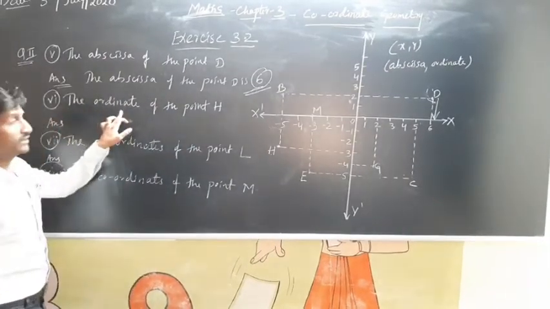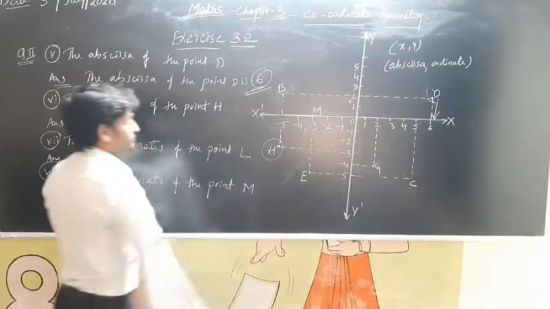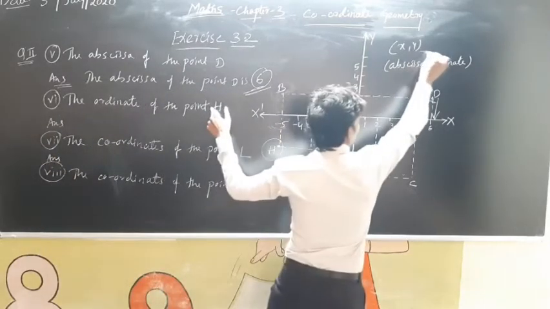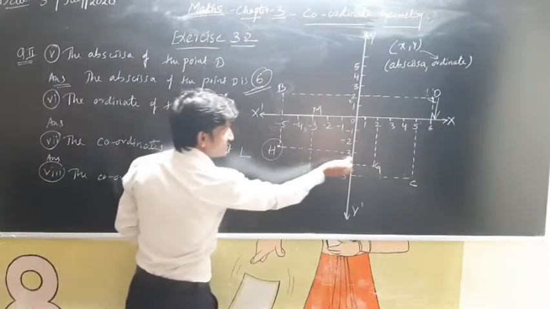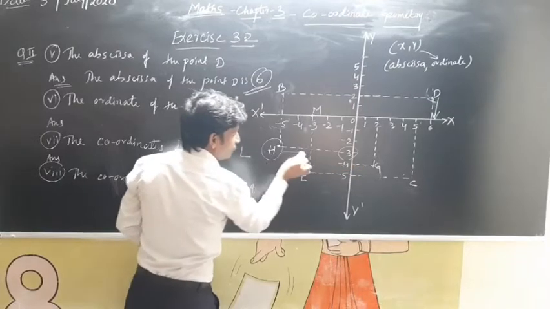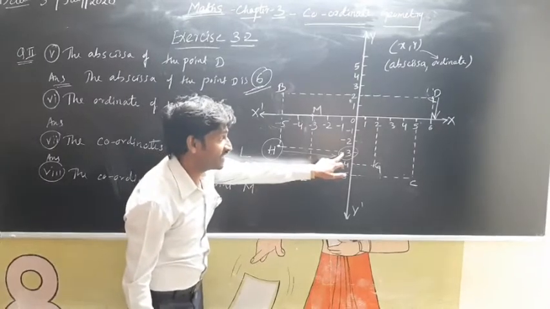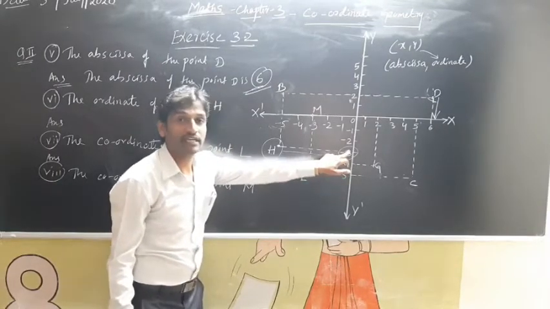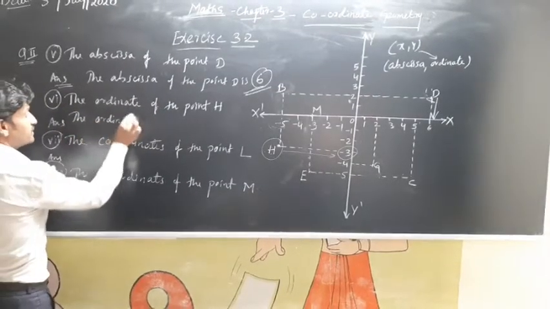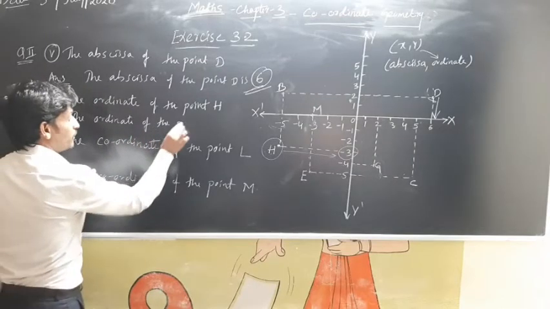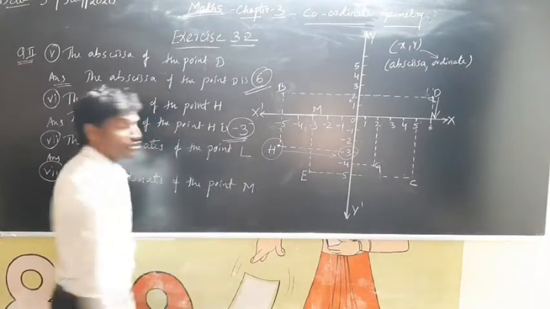The ordinate. Okay, the ordinate of the point H. Where is the point H here? Here is the point H. Ordinate means what? We have to go for a y value. From H, we will move towards the y axis. Yes, it is moving towards the y axis. If I move towards y axis, where it is going and coinciding? It is going and touching towards the -3. So the answer for this one is the ordinate of the point H is -3. So this is your answer.